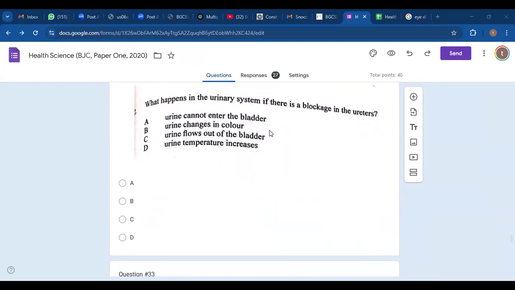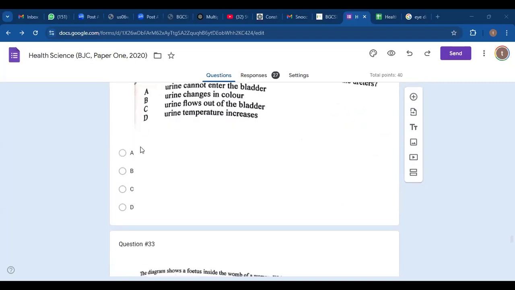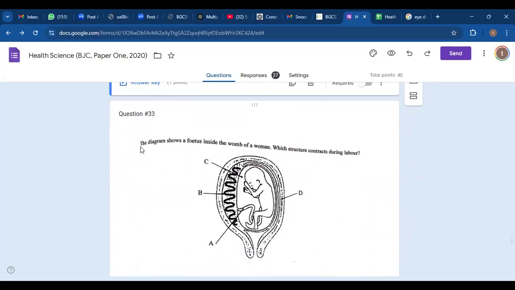What do you think? Urine cannot enter the bladder, so that'll be A. Yeah, that's true. If you remember, the ureters are these long tubes, and these tubes connect to the bladder. So the answer would be A. Urine cannot enter the bladder, where it is stored. Okay, next. A, yeah, A.